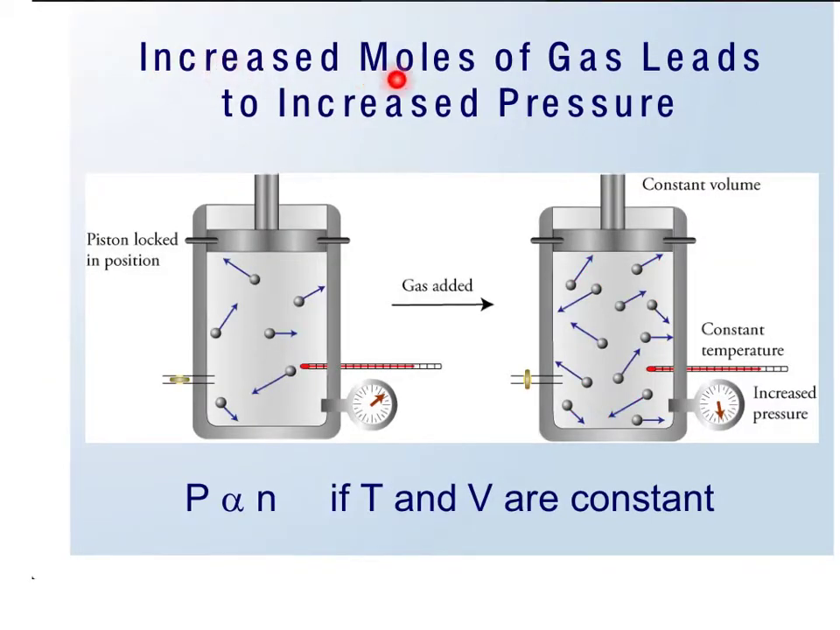Next one, increased moles of gas, or more particles, lead to increased, or more, pressure. Here I have a set, locked-in-position piston, meaning no volume will change. I'm going to add more particles of gas. Obviously, if I add more particles, there's going to be more collisions against the walls, or more pressure.